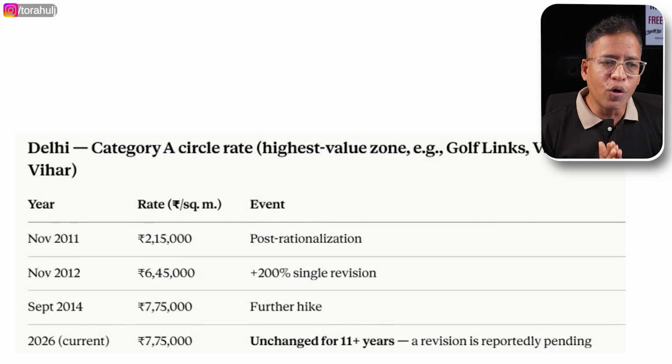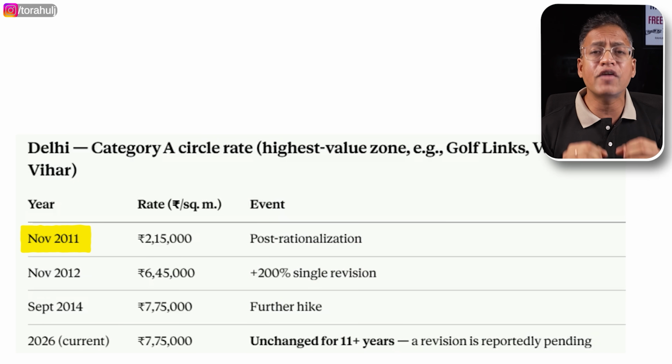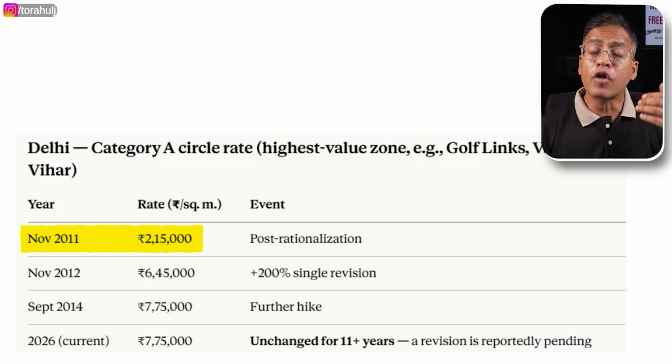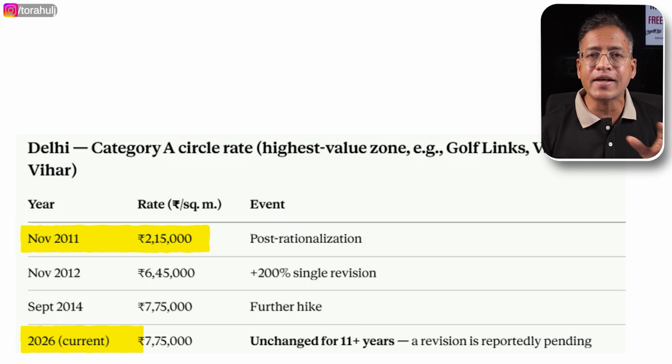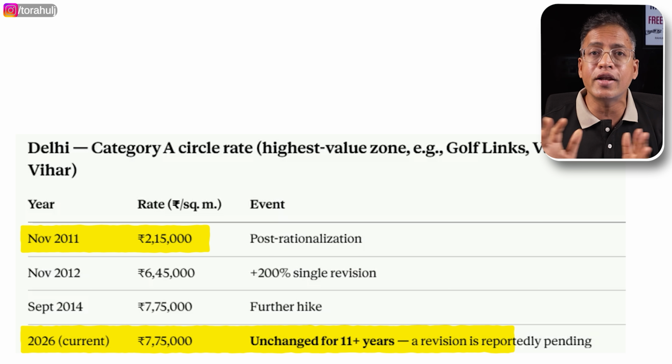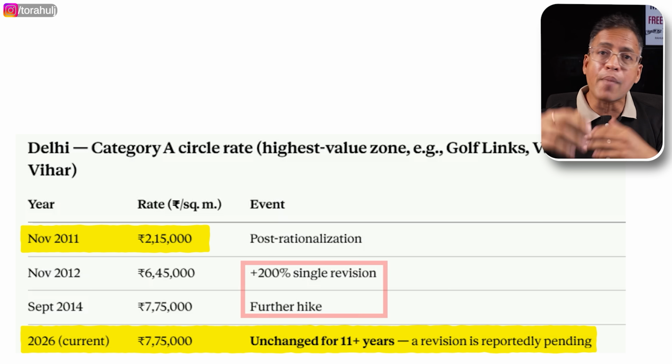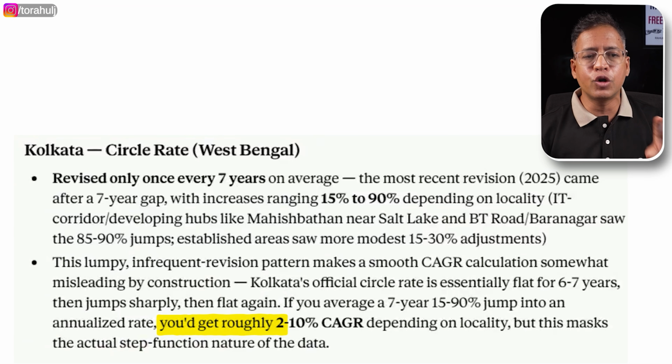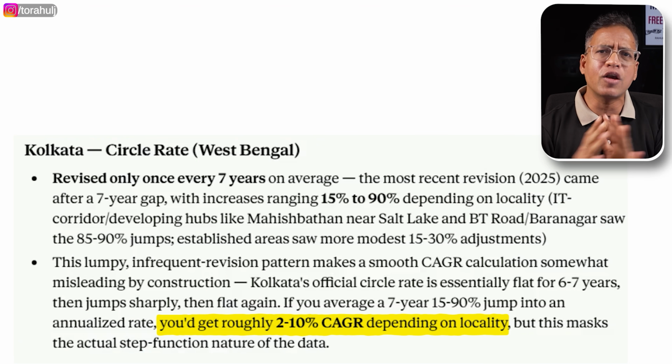Right? But more importantly, if I looked at, for example, Delhi circle rates, okay, you would note that from 2011 onwards, they've almost gone up by 4 times, from 2,15,000 to almost 7,75,000. Of course, there has been a period of no revision at all in circle rate versus going up very, very high. Okay, this is around Delhi. If you go to, for example, Kolkata, again, very vague figure here, 2 to 10% CAGR basis of appreciation in prices depending on the locality. Because as I said, there are thousands of variables.